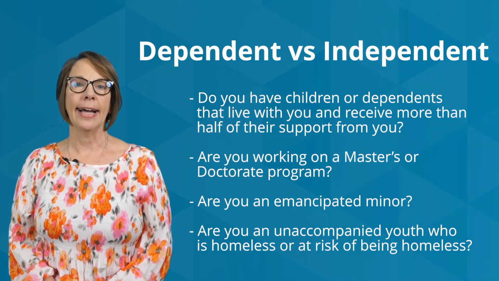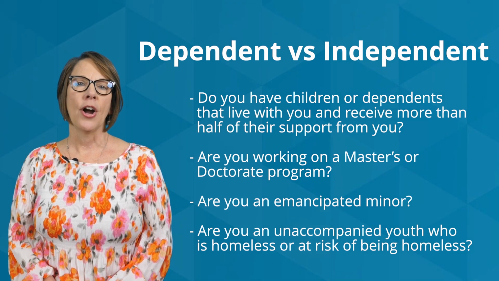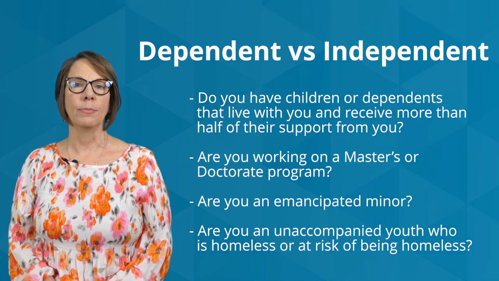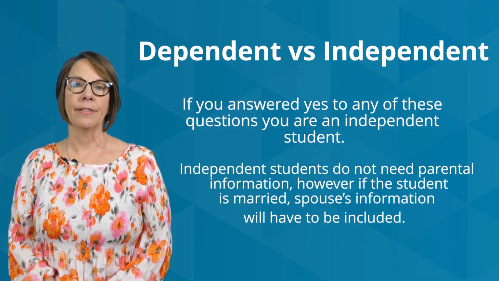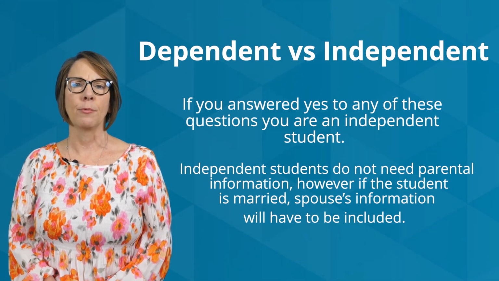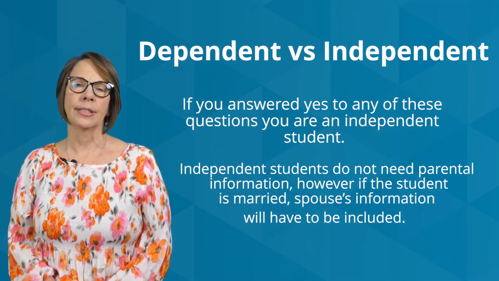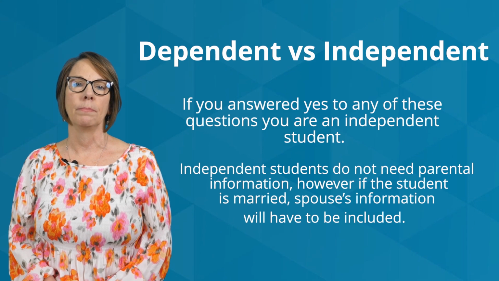Are you working on a master's or doctorate program? Are you an emancipated minor? Are you an unaccompanied youth who is homeless or at risk of being homeless? If you answer yes to any of these questions, you are an independent student, and the FAFSA will tell you that, and you'll be able to skip over the parent section of the form.